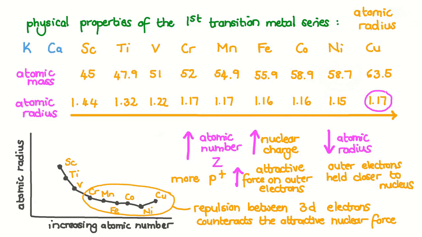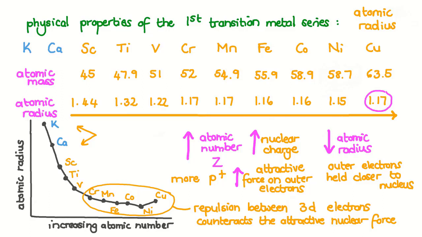It is interesting to note that potassium and calcium, which come just before scandium in period 4 on the periodic table, and which are shown here on the graph too, have significantly larger atomic radii. We won't discuss why this is so in this video, but we can note that potassium and calcium are very different species to these transition metals, because potassium and calcium do not have d orbitals.